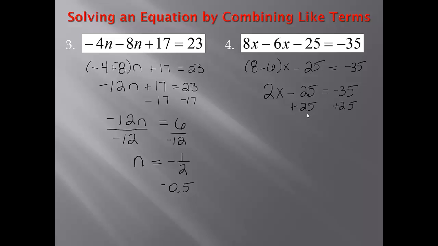Negative 25 plus 25 is 0, so I have 2x equals negative 35 plus 25 is negative 10. So I have 2x equals negative 10, and now I am multiplying 2 times x, and the opposite of multiplication is division, so I'm going to divide by 2. 2 divided by 2 is 1, so I have just x, and negative 10 divided by 2 is negative 5. So x equals negative 5.